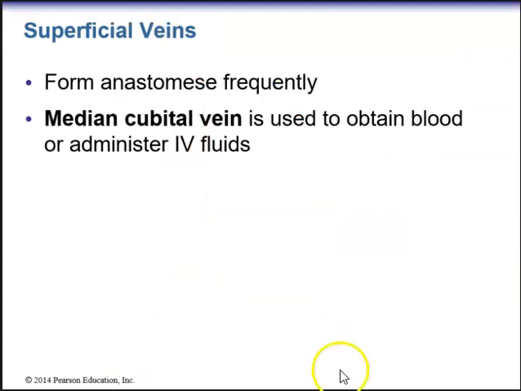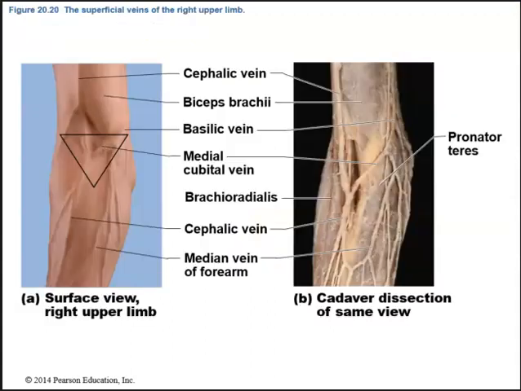So superficial veins form anastomoses. Frequently, again, we have that median cubital vein, which is used for blood draws to obtain blood or administer intravenous fluids, IV fluids. When I taught medical assisting, I had to teach my students how to do the blood draws and how to palpate that median cubital vein. And you can actually see when we place a tourniquet, we can see the veins within that cubital fossa.